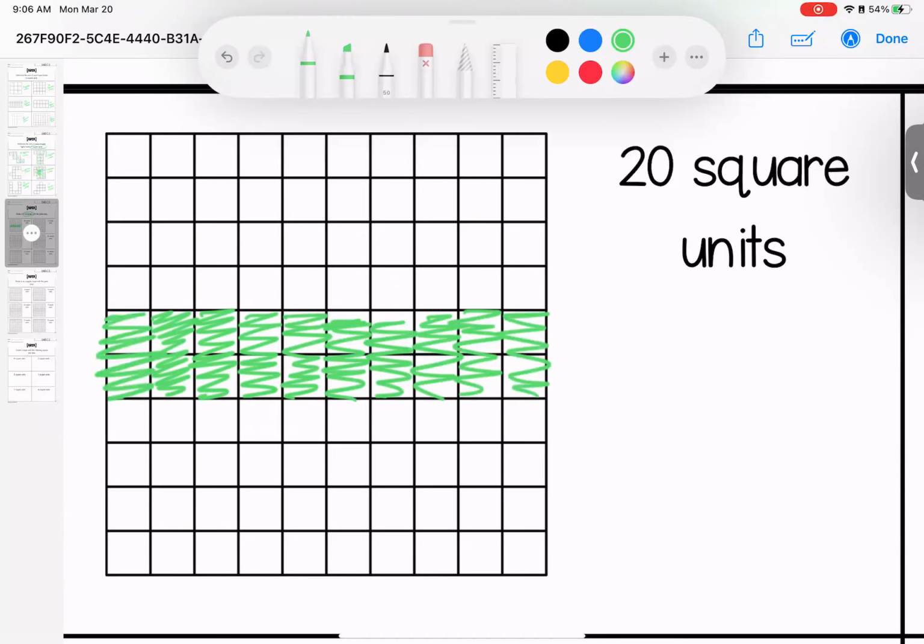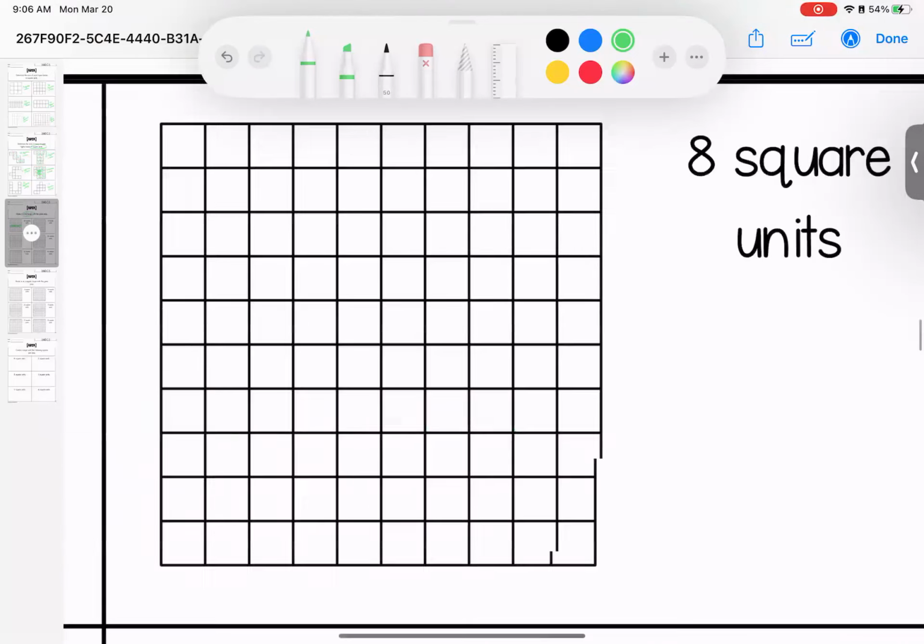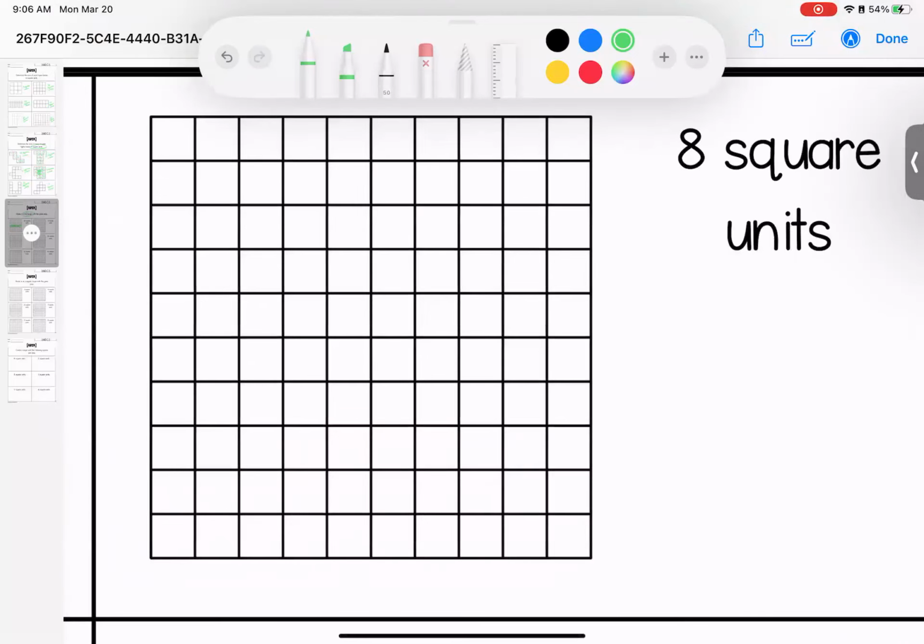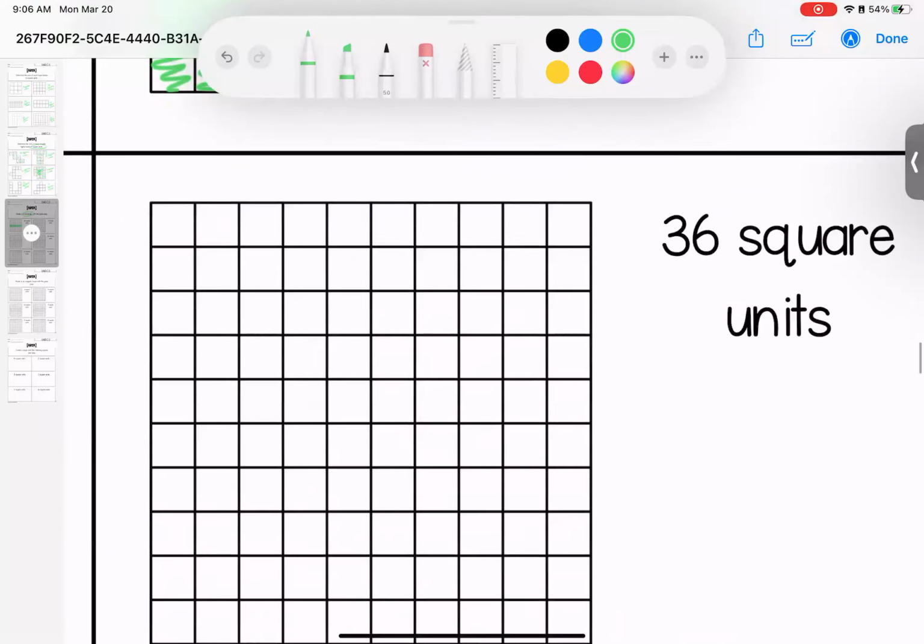When in doubt, just do it. Stretch it out. We have 20 square units. Over here, 8 square units. Remember, if yours doesn't look like mine, that's okay, as long as it is a rectangle and it has 8 square units. So I'm going to do 4 down. 4 plus 4 gives me 8. So this is a rectangle with 8 square units.